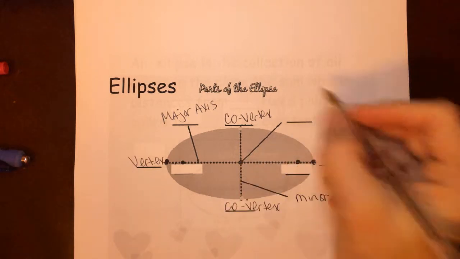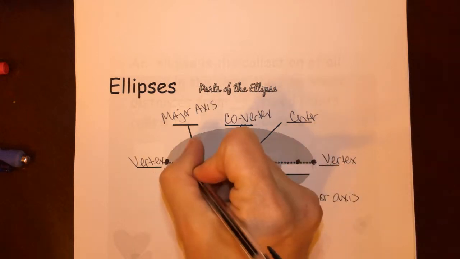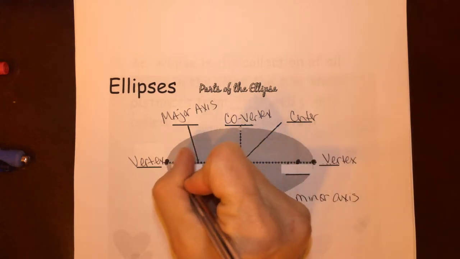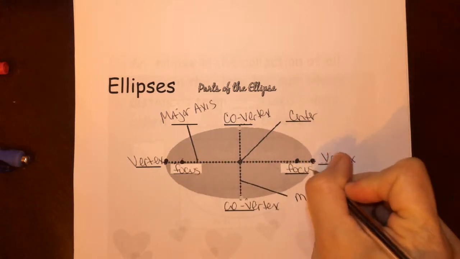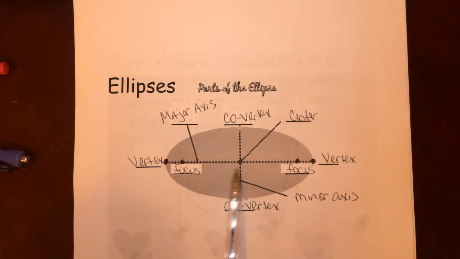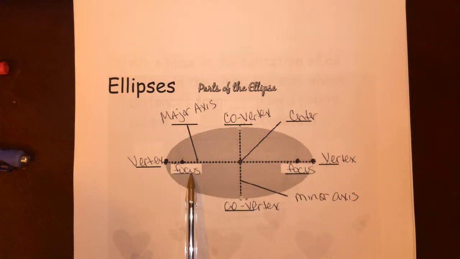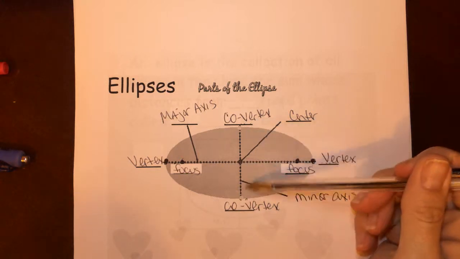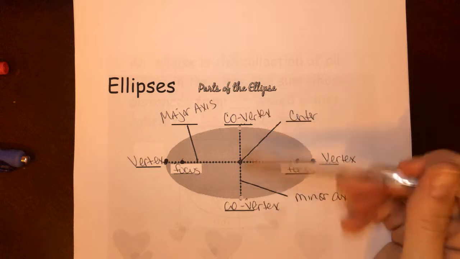This point right here in the middle is called the center. And these points that are on the inside of your vertex is called your focus. Plural is called the foci. Okay, so one more time. The point in the middle is called the center. Your major axis is the longest axis. And on your major axis, you'll find your vertex and your focus. Your minor axis is the smaller axis. And on the endpoints of that, you'll find your co-vertex.